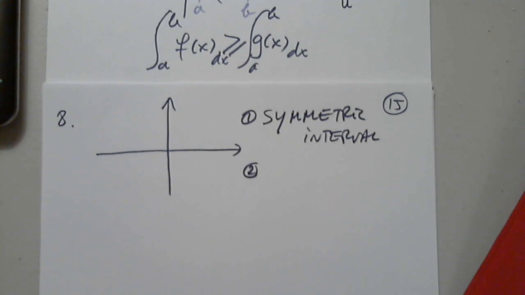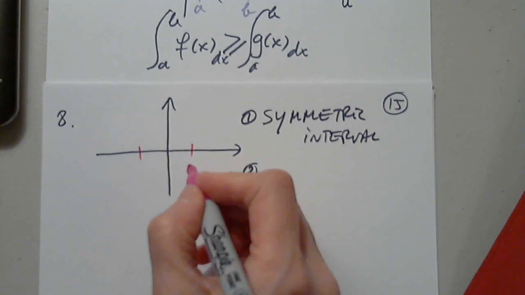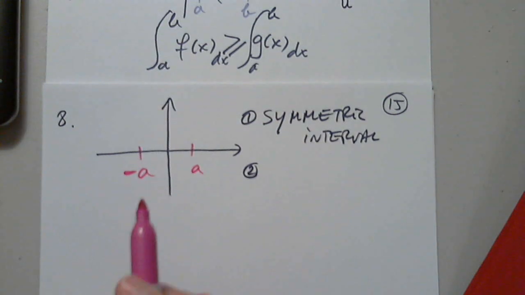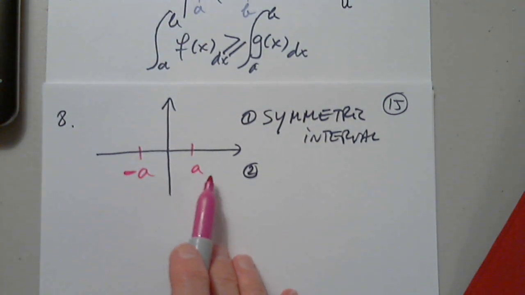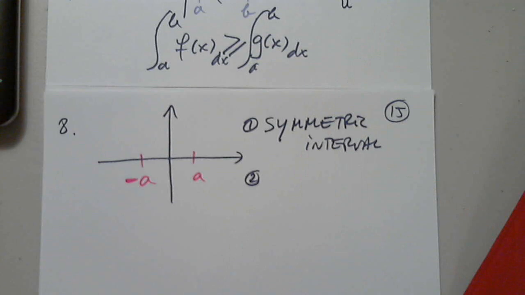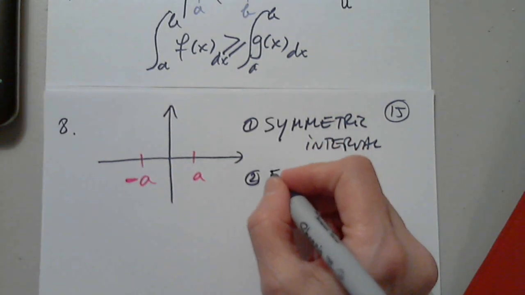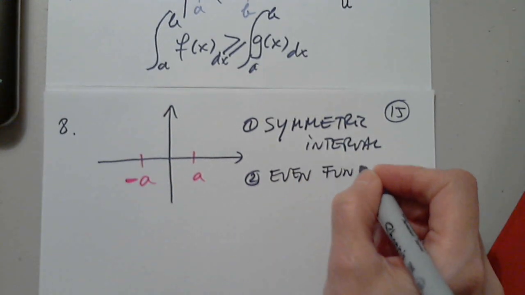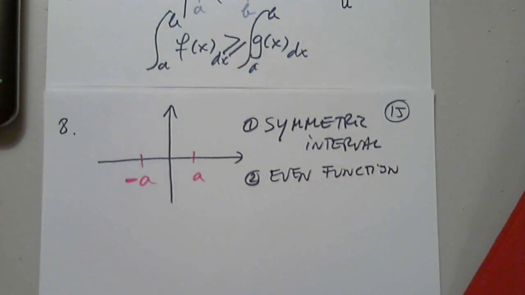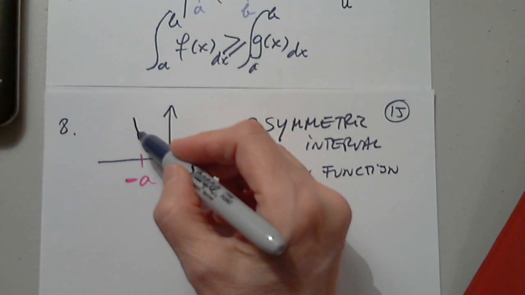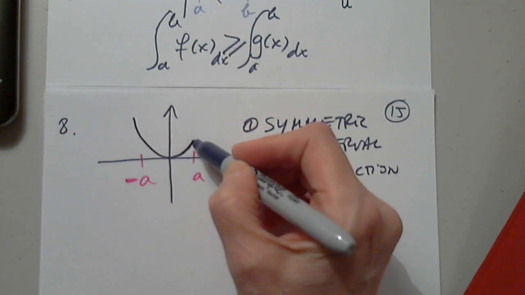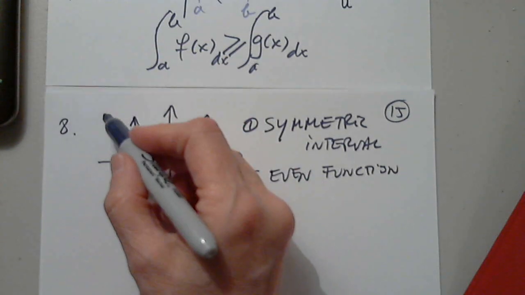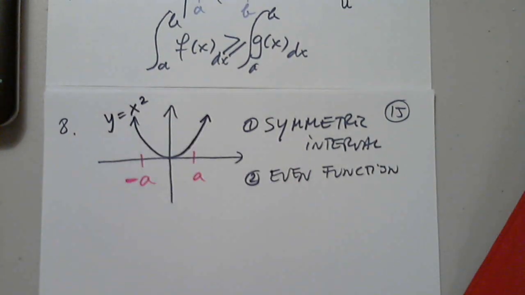Symmetric interval? What does that mean? Well, negative a to a. Negative 5 to 5. Negative 2 to 2. This is a symmetric interval. And even function. How does an even function look like? Wouldn't an even function automatically have a symmetric interval? Say it again. Wouldn't an even function automatically have a symmetric interval?